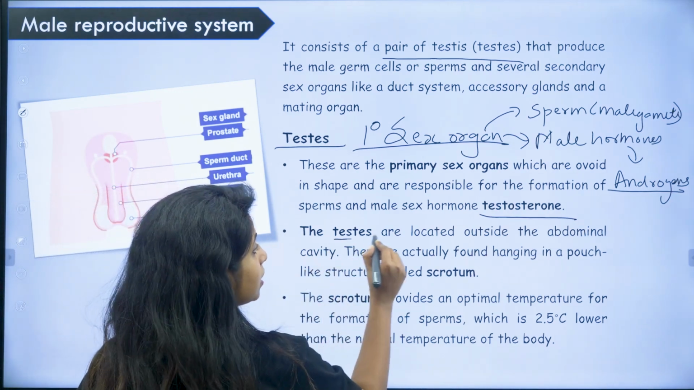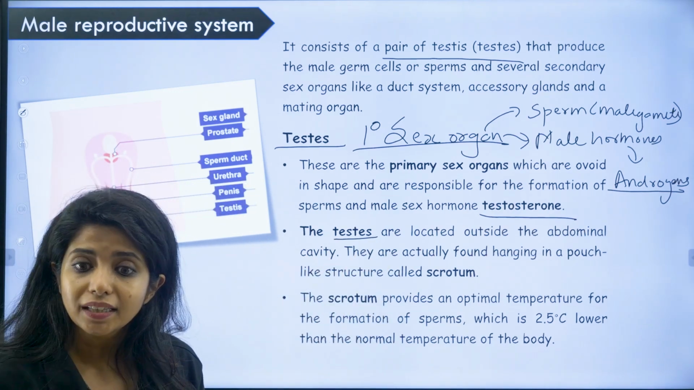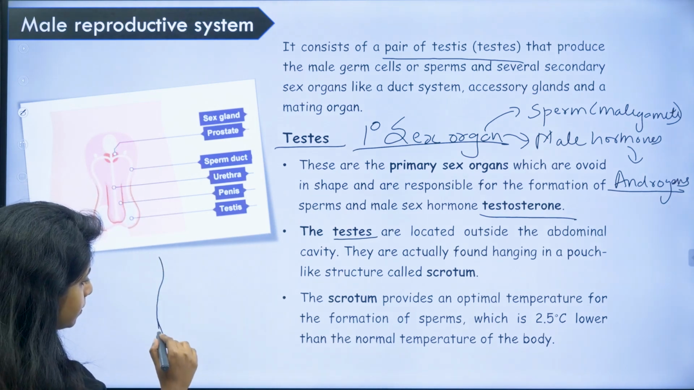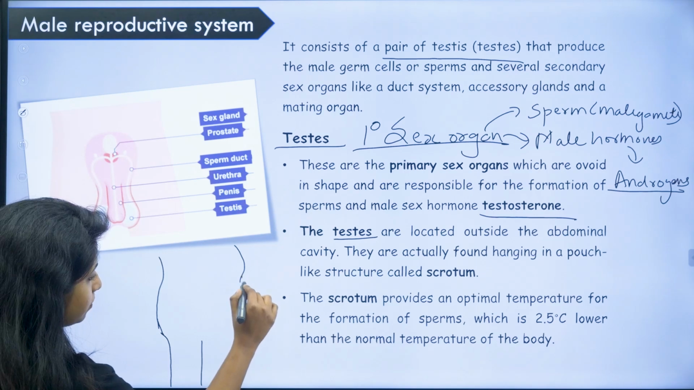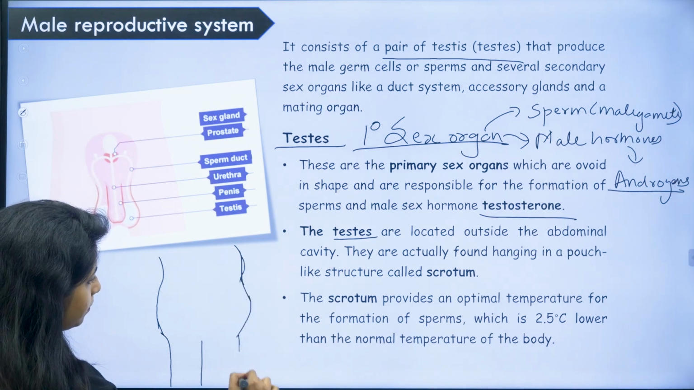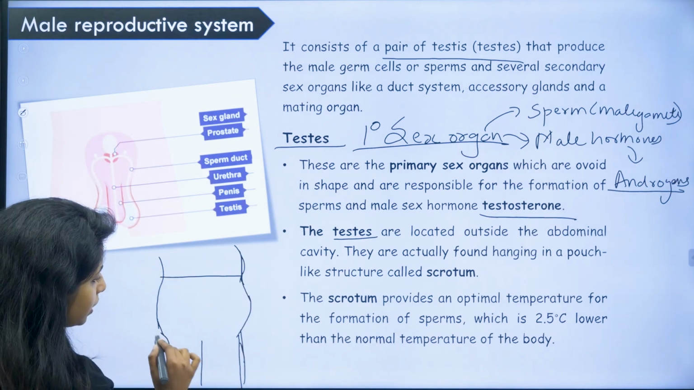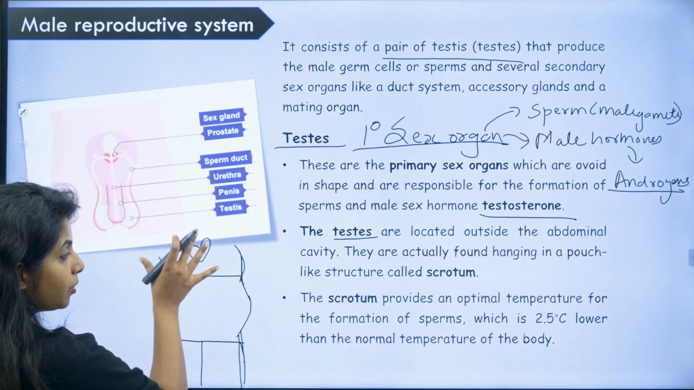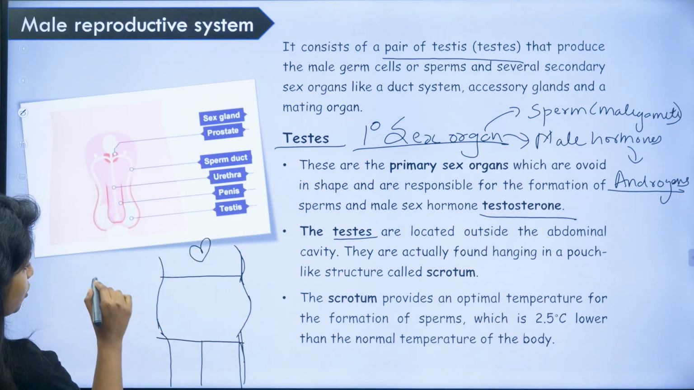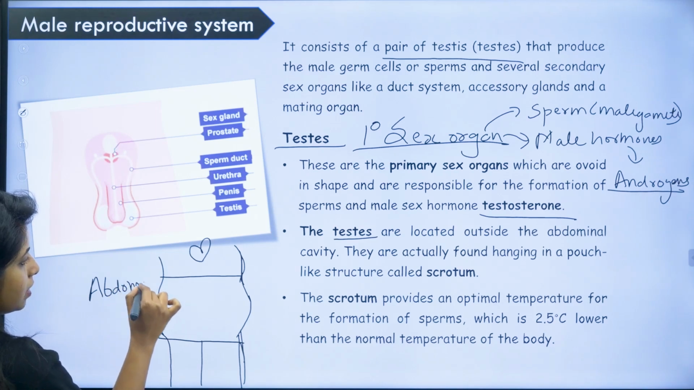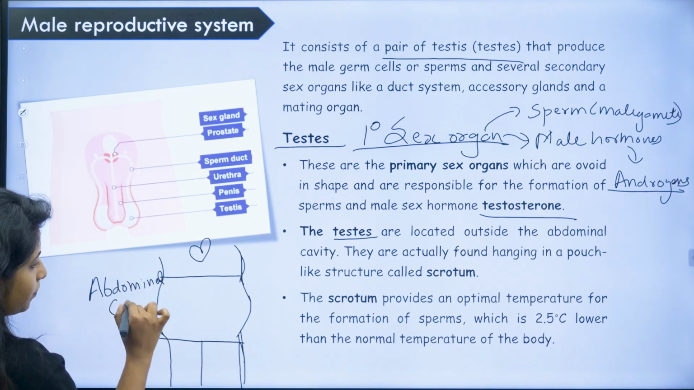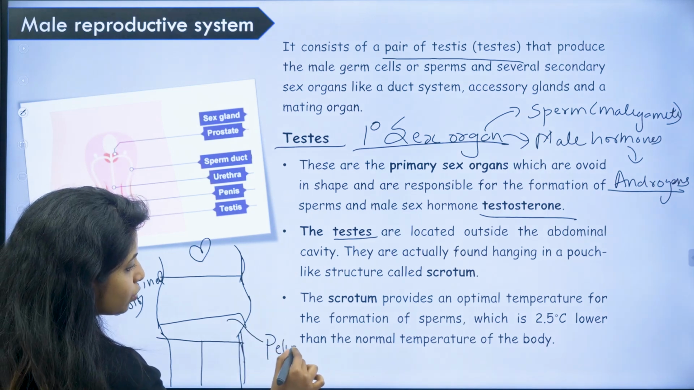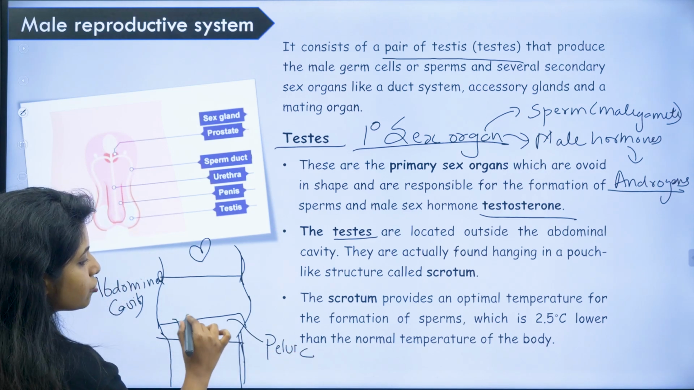Okay. Now testes, where are they located? The testes are located outside the abdominal cavity. So basically, if this is a human being, this is the leg region. This particular area below your thoracic cavity, from below your heart, you call the abdominal cavity. And the lowermost region is known as the pelvic region. So this is where your reproductive structures are located.